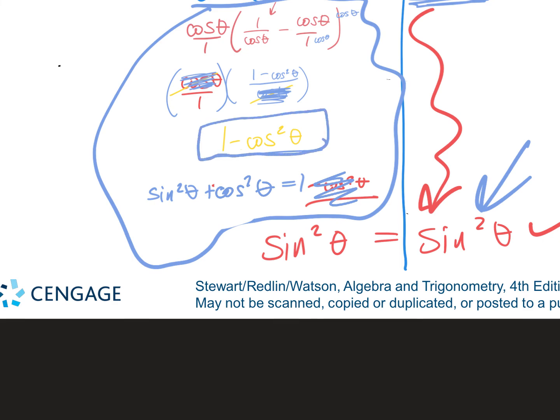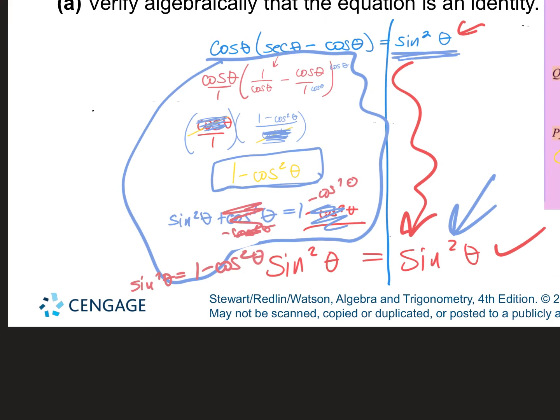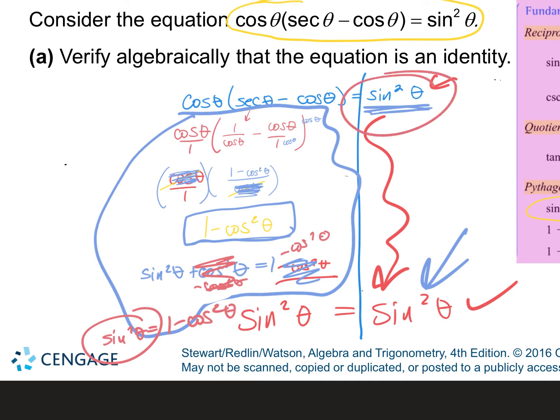So do you agree with me that if I subtract cosine squared from both sides, my handwriting was decent, 1 minus cosine squared theta. This cancels out, so I'm left with sine squared theta equals 1 minus cosine squared, which is what we wanted it to say at the beginning. So we proved it. Algebraically, we took the steps to manipulate that left-hand side, cosine theta times secant theta minus cosine theta. We took all those steps in our identities to prove that the left-hand side is equivalent to the right-hand side.